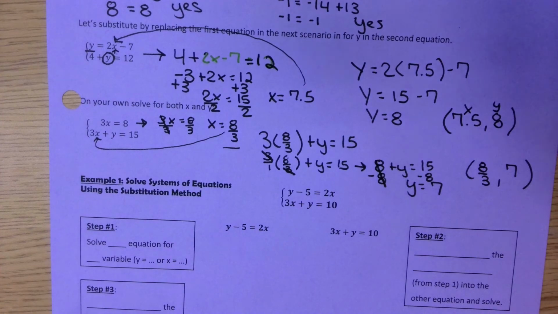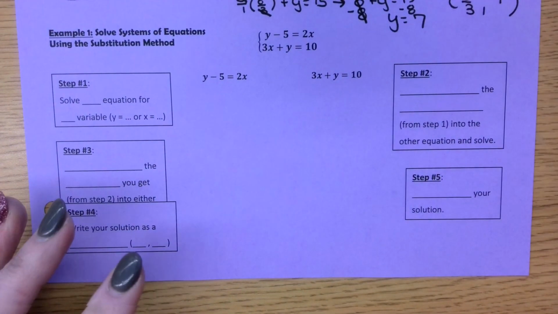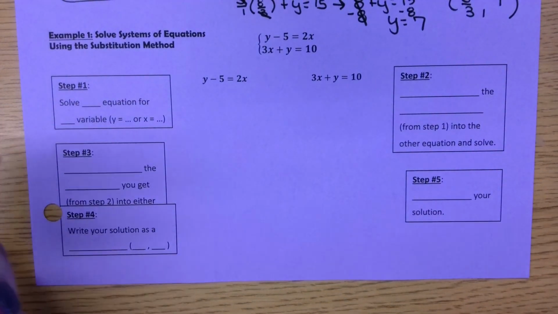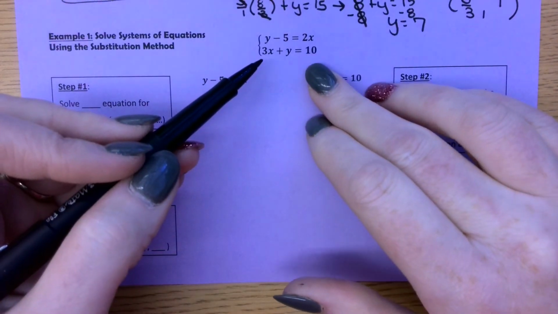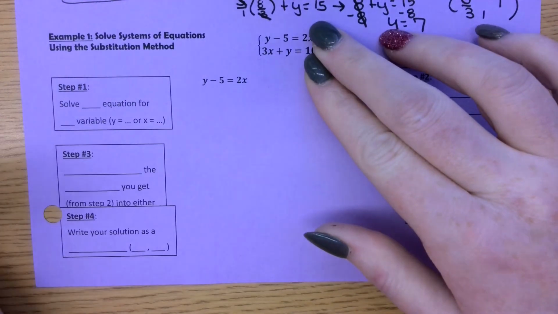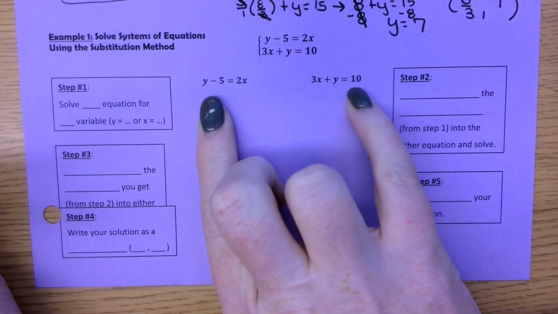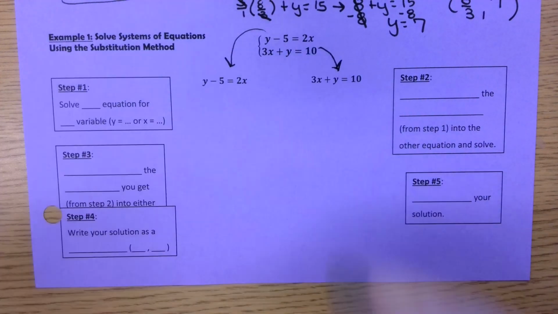Okay. Now here's just an anchor chart for you guys, to solve. You can use this when you're using the substitution method. So here is my system of equations. Here they are split apart. So we just took this one, placed it here, this one, placed it here.